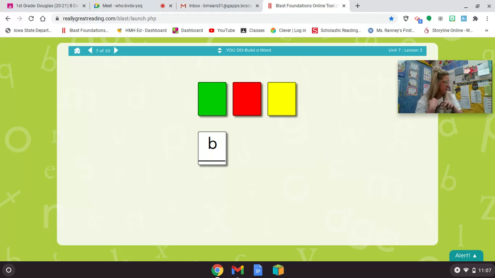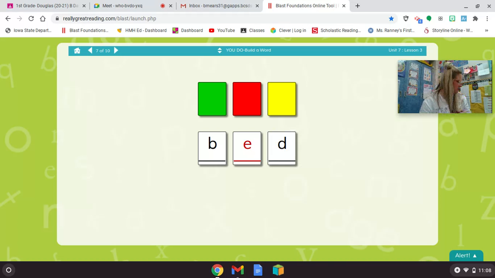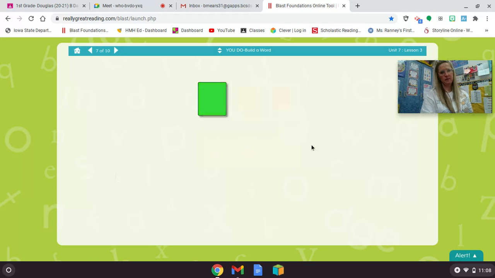B. And the middle sound, the vowel, is the eh. What says eh? E. Short E. And the last sound in bed, Cameron, is D. What says D, Cameron? D. Short D. Well, there's only one D. There's not a long D, but you're right. So let's touch and say bed. B, e, d. Bed. Clear your board.